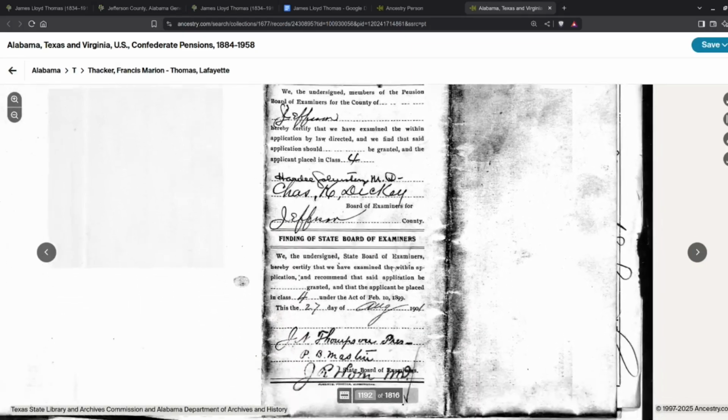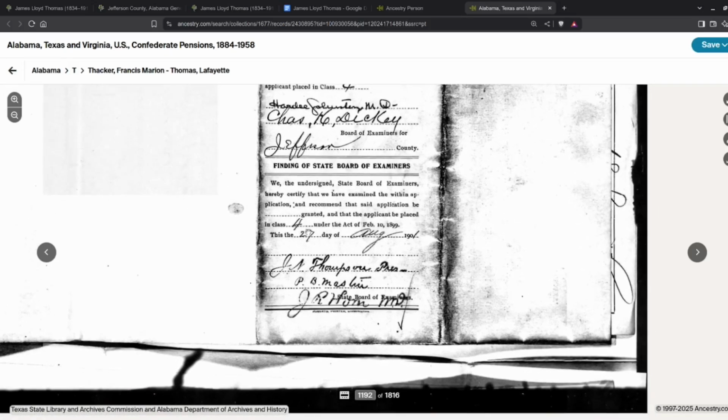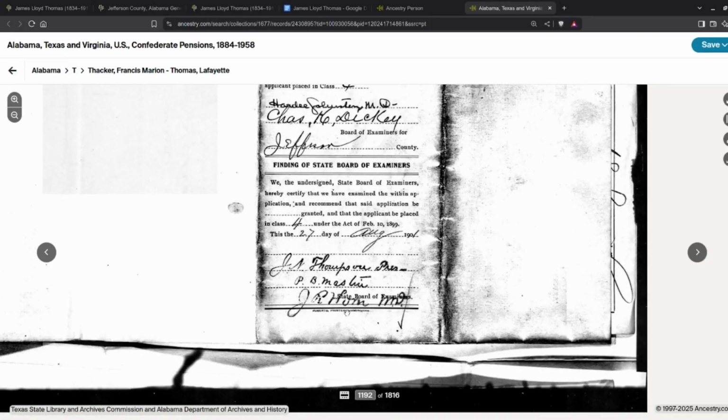Okay, so this document here's that reference number for that pension number. It says class number 4, application of J.L. Thomas. So this is the soldier application. And we can see Jefferson County, and the application date is 27th of August, 1901. And actually, I think that's the approval date because it says he was granted class 4 pension. Okay, let's go on.